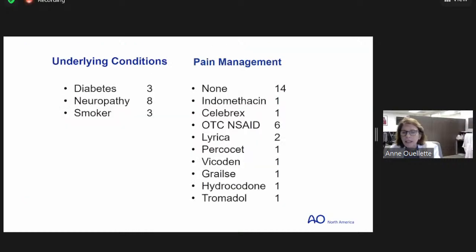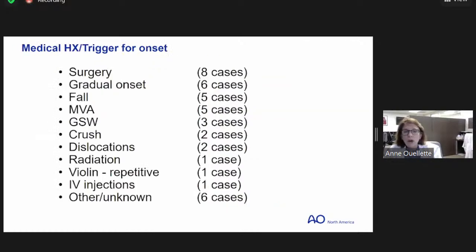And so the underlying conditions, we also looked at that: diabetes, neuropathy, smokers. So they're all in here. And then, 14 of them didn't have pain management. Everybody else, though, did. So there's a significant number of people who are needing pain management for dealing with these things. So the medical history, the trigger for the onset, sometimes it'll just be elective surgery. Other cases, it's a gradual onset, particularly if they've got diabetes involved, but falls, motor vehicle accidents, gunshot wounds, crush, the whole gamut of everything, repetitive stress.